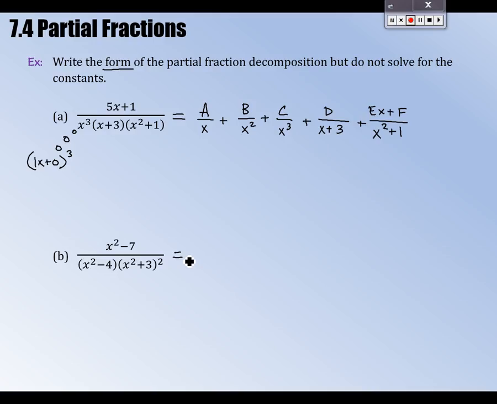Will we have homework problems similar to this? Yeah, there are some I think in the book that ask you the same kind of thing: find the form of the partial fraction decomposition, but do not solve for the coefficients, the actual constants.